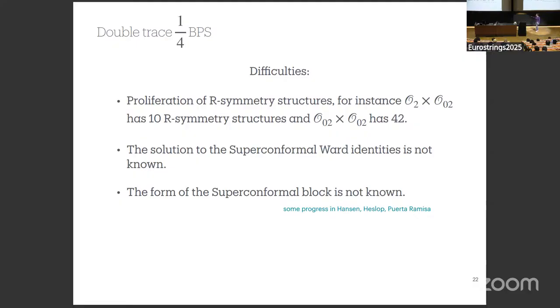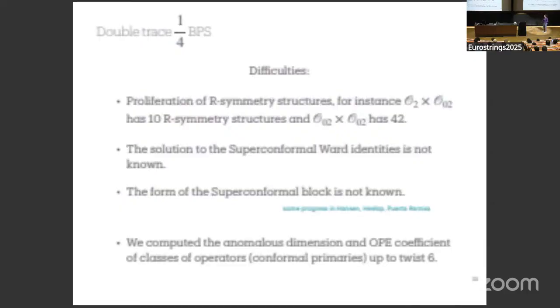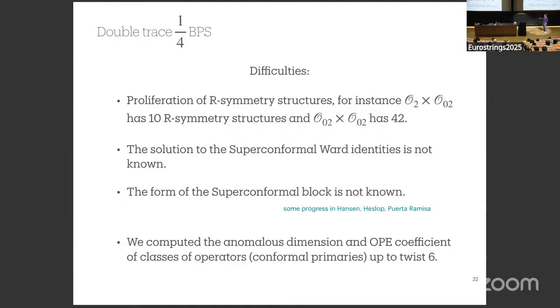Luckily, a month back, there was this paper here that we are trying to understand. This is a lot of superspace, so it requires a bit of time to digest. But it seems that now it is possible to study superconformal blocks also for quarter BPS operators. Also for this case, we computed the anomalous dimension and the OPE coefficient of some classes of operators. Again, in this particular case, those are conformal primaries, up to twist 6.